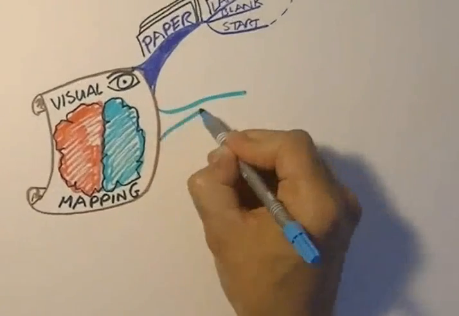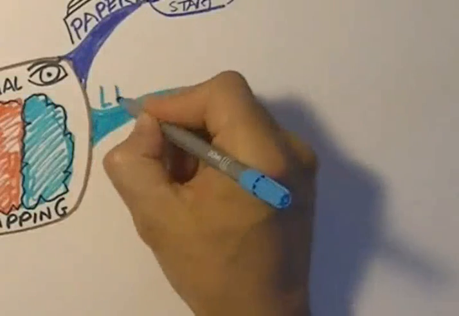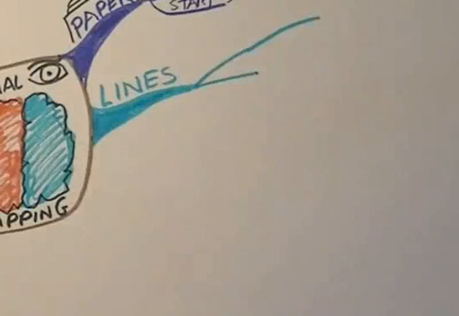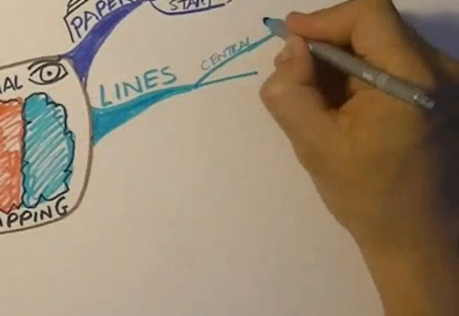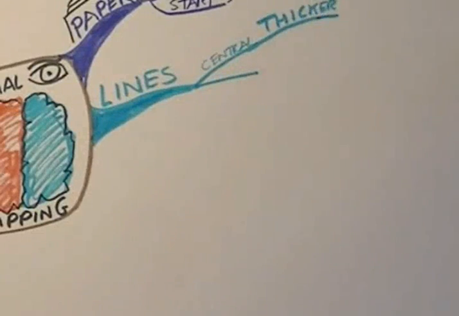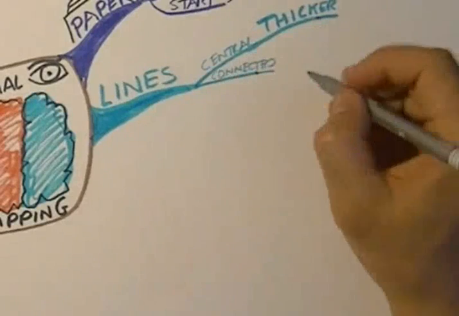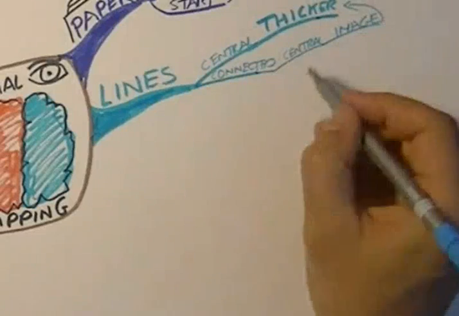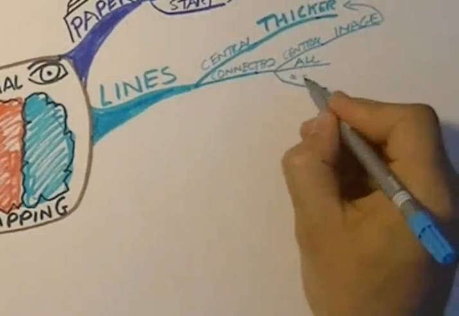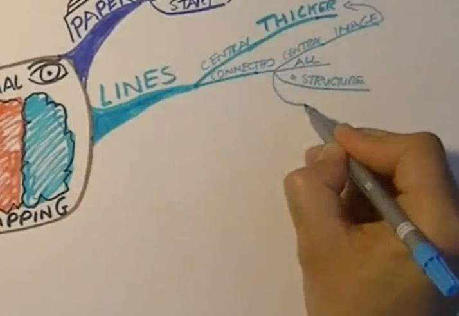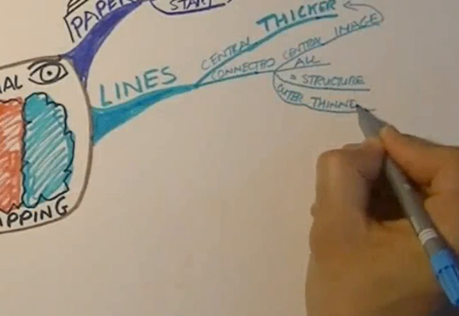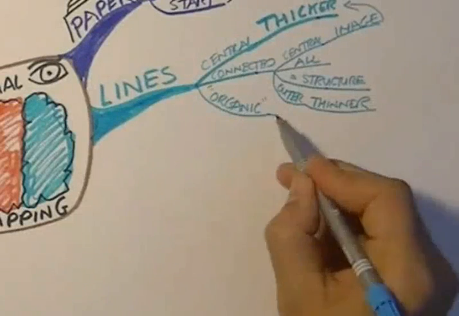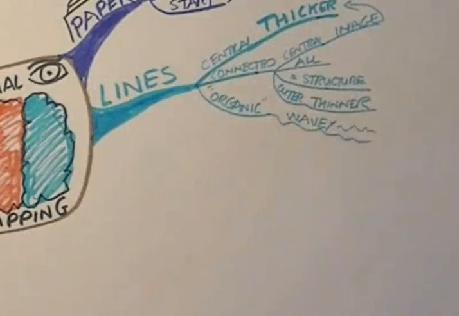The next branch is all about the use of lines on the map. The lines are thicker at the center so that you make it extra clear that it is a key topic, and these are connected to the central image. All the lines are connected, which creates a very clear structure, and the outer branches, as they move out, become thinner. It's really important to make sure the lines are wavy and organic so they become really distinctive and stand out.